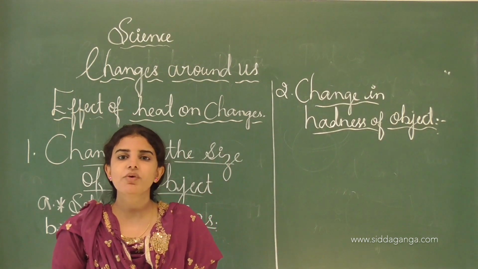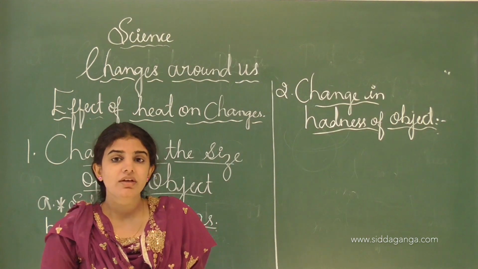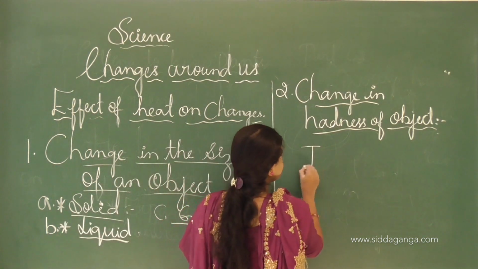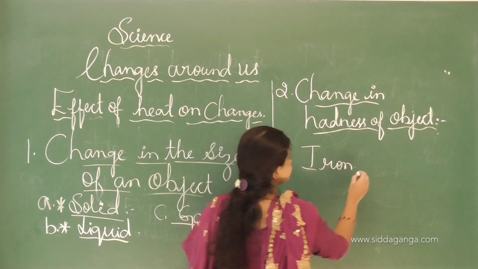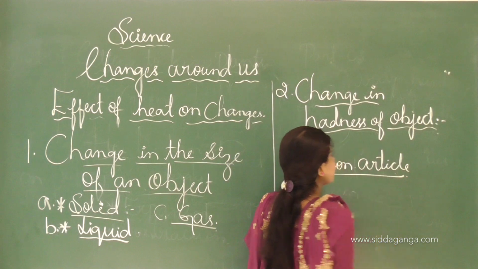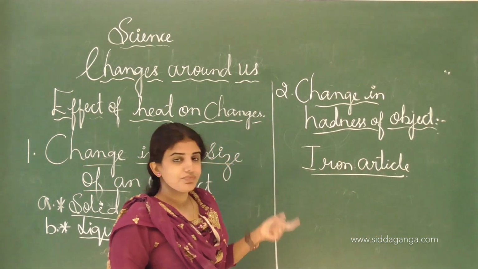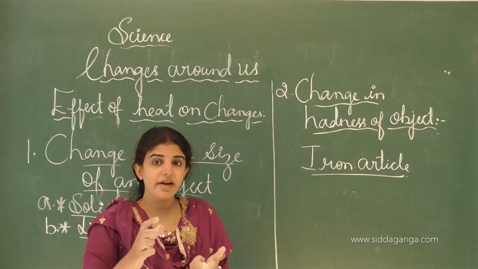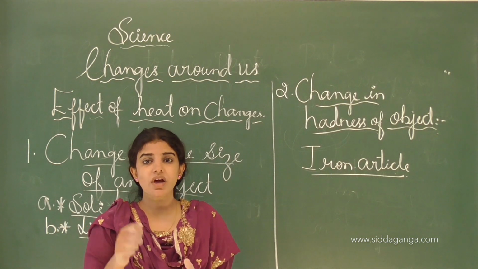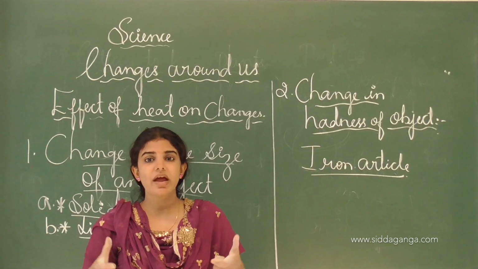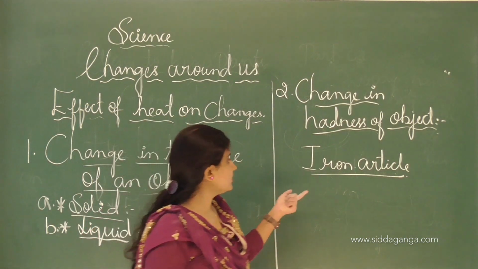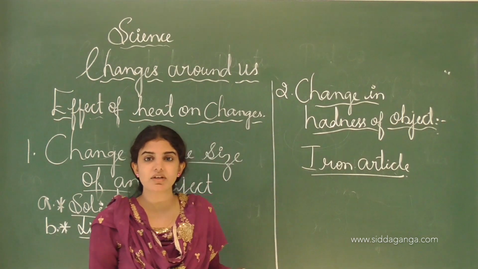For example, have you ever seen a blacksmith beating an iron article? He will heat the iron article till it is red hot, and when the article becomes red hot, he will beat it with a hard substance so that he can mold it and give shapes to any particular instrument, of different types.